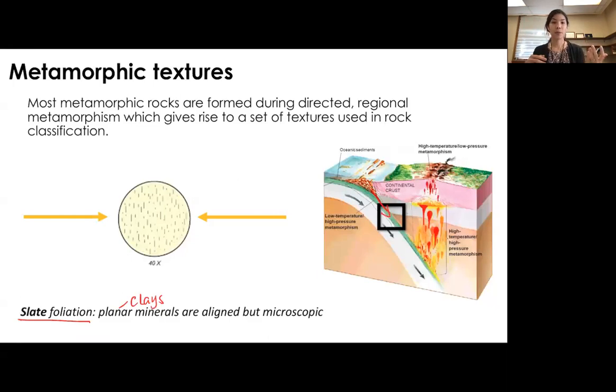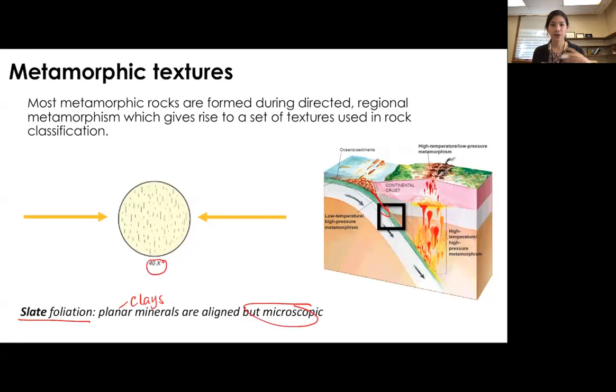However, clays are fairly small, and so slate foliation has this alignment, but the alignment is small enough that we can't see it unless we are looking through a microscope, right? So this is a 40 times zoomed look at the rock.